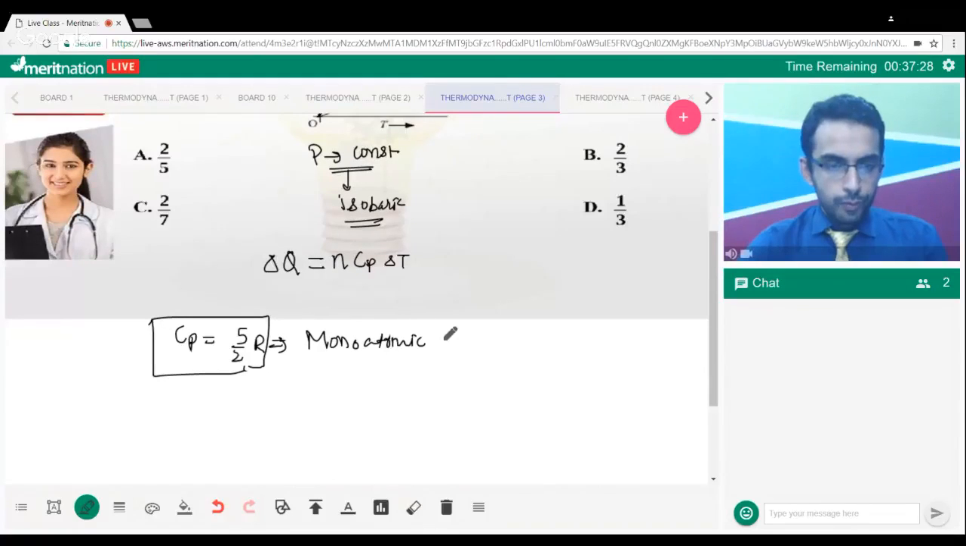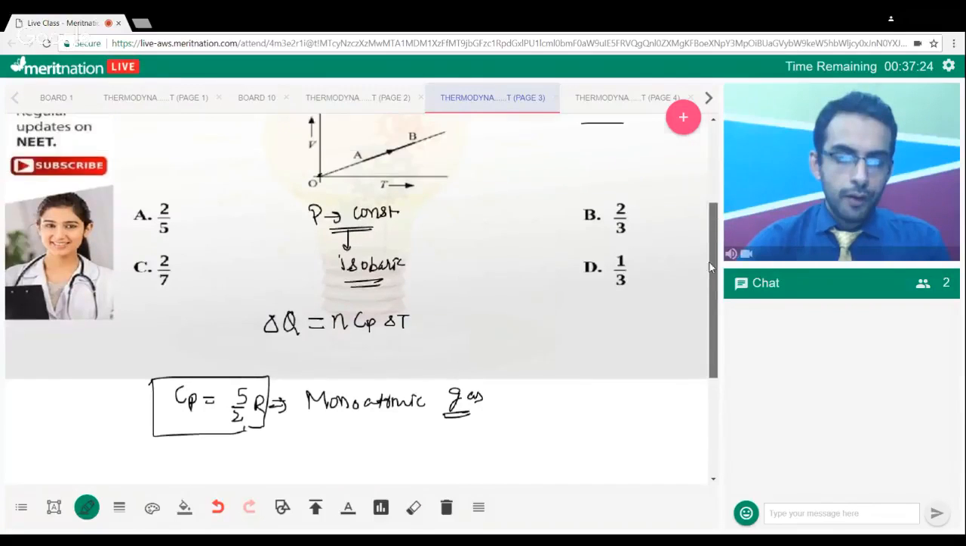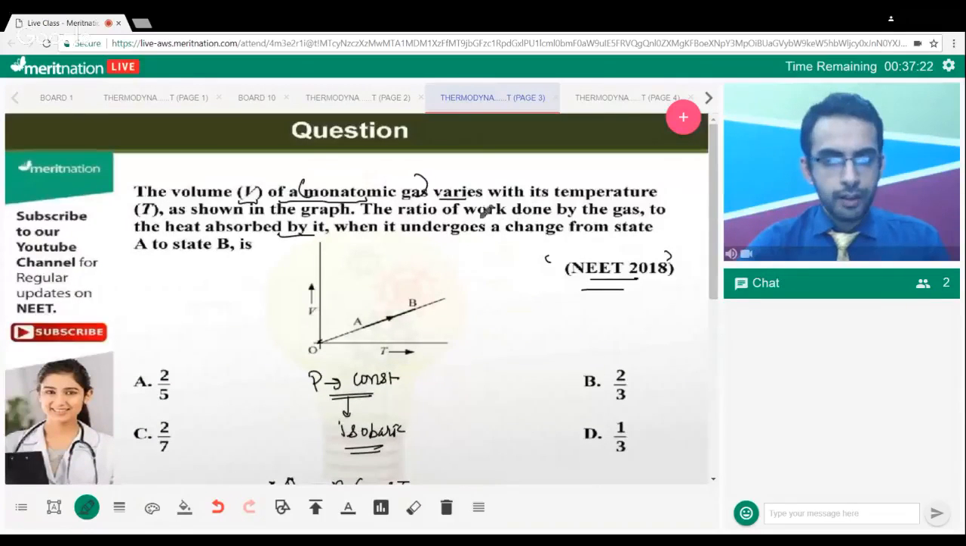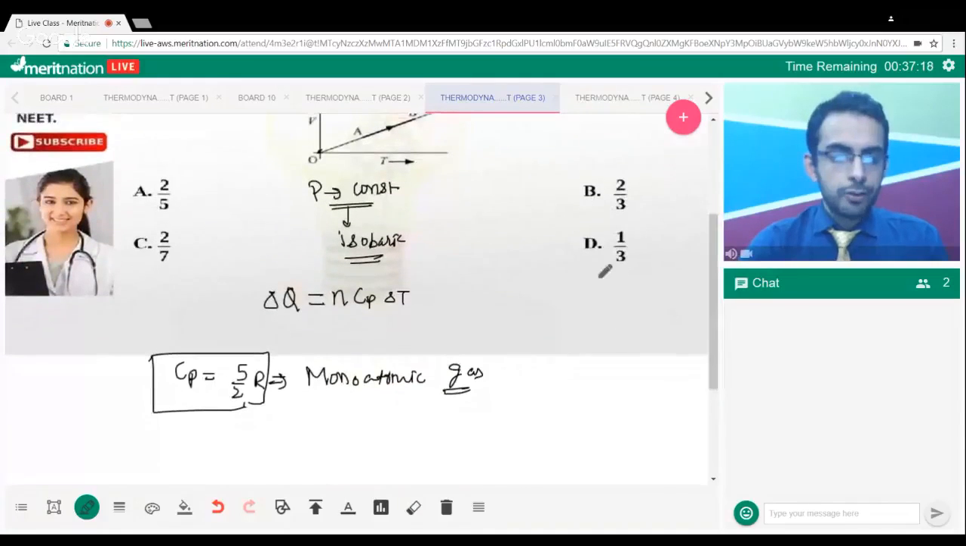So next thing, we have to calculate the work done. Okay, the work done. So first of all, we can write delta Q as n into 5 by 2 R into delta T, right?